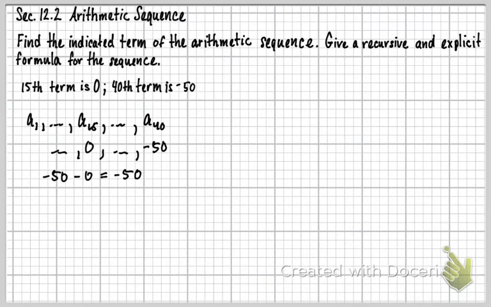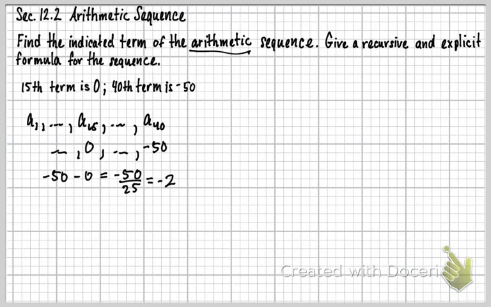Then I would divide that by 25, because there are 25 terms between 15 and 40. That's why we're splitting that up. It has to be the same because it's arithmetic. So it'd be negative 2. The differences have to be even for each of those. So it'd be negative 2 for my difference.